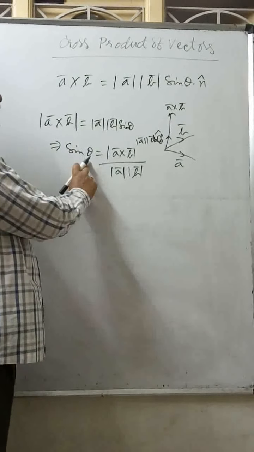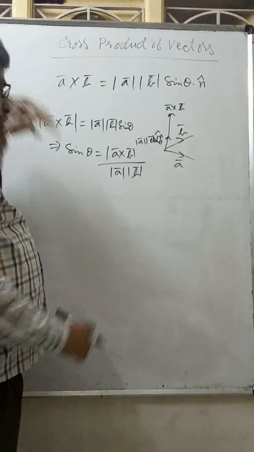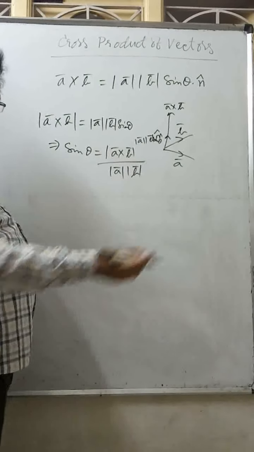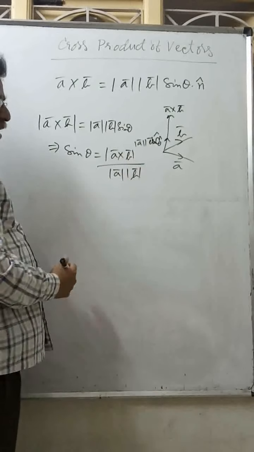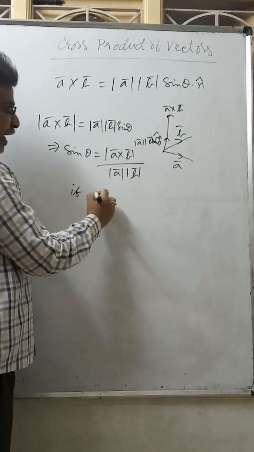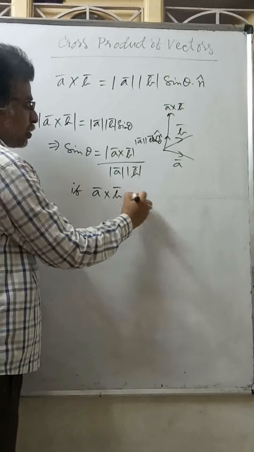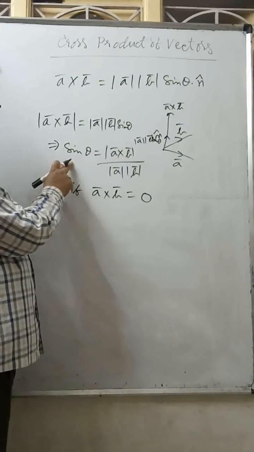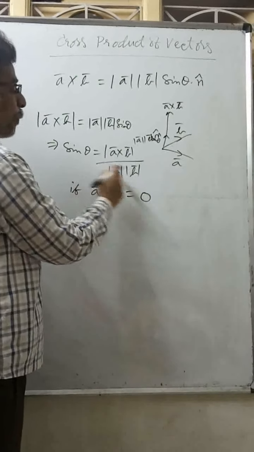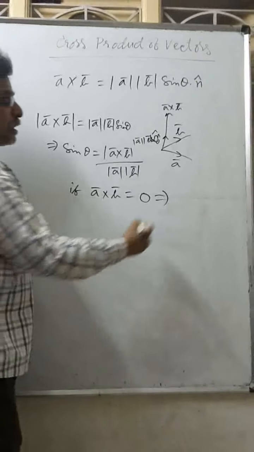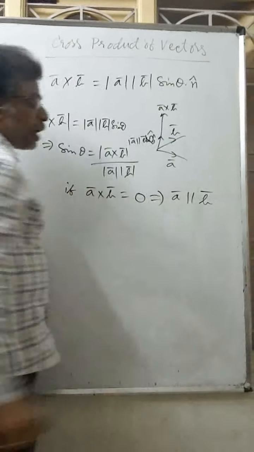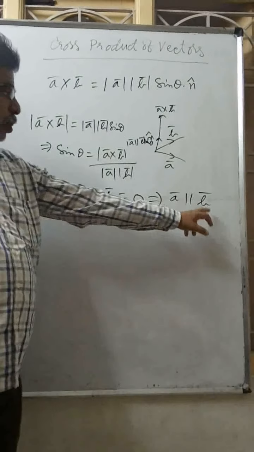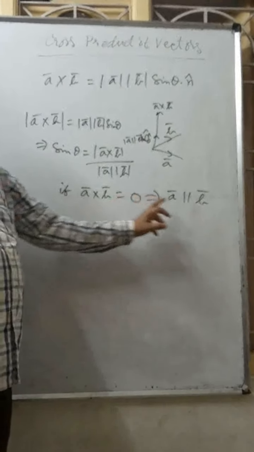If theta is 0, sin 0 is 0. Like a dot b is 0, we discussed a is perpendicular to b. Here a cross b is 0. If a cross b equal to 0, since sin 0 is 0, it implies they are parallel. If a cross b equal to 0, then a bar is parallel to b bar.